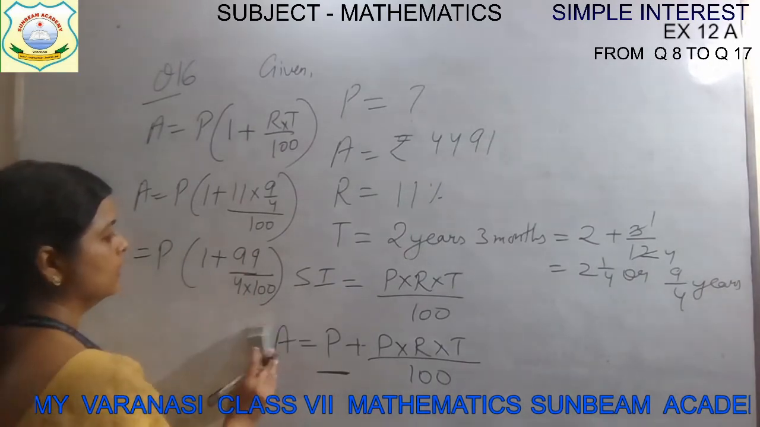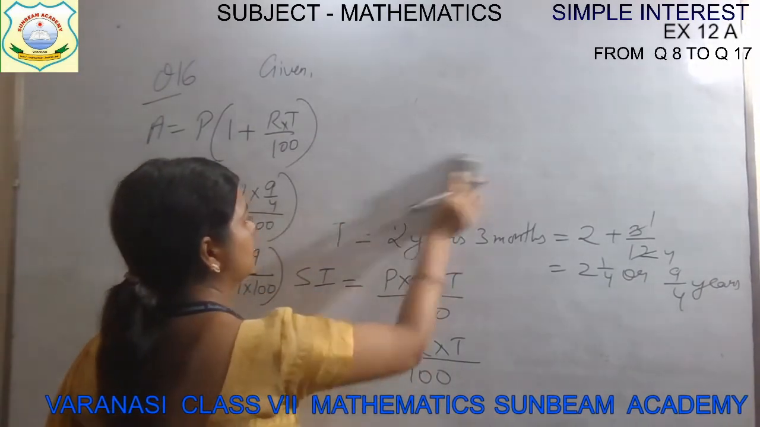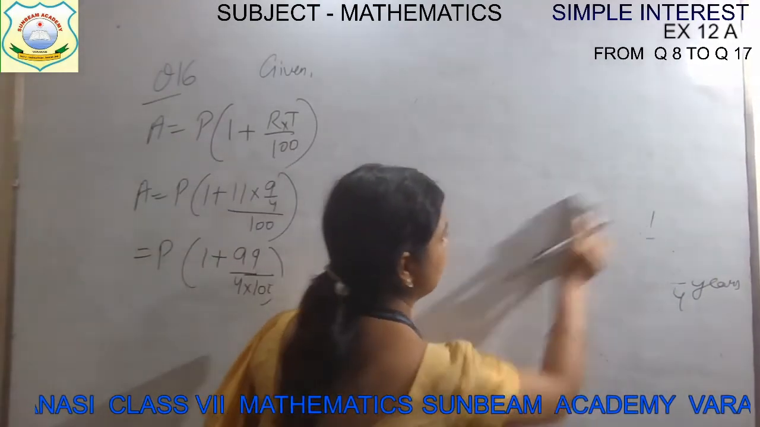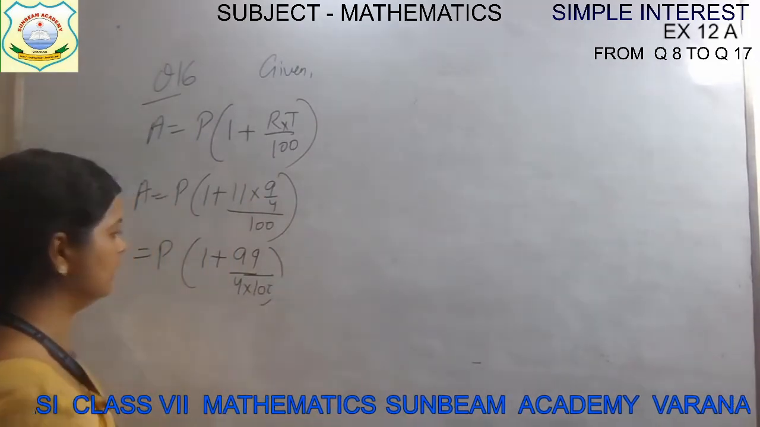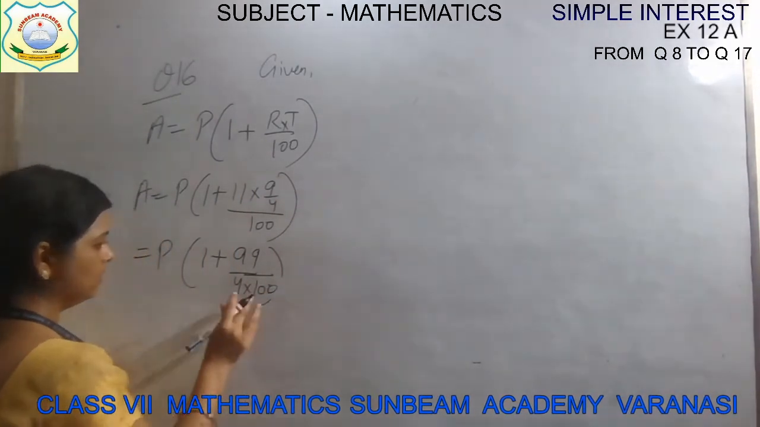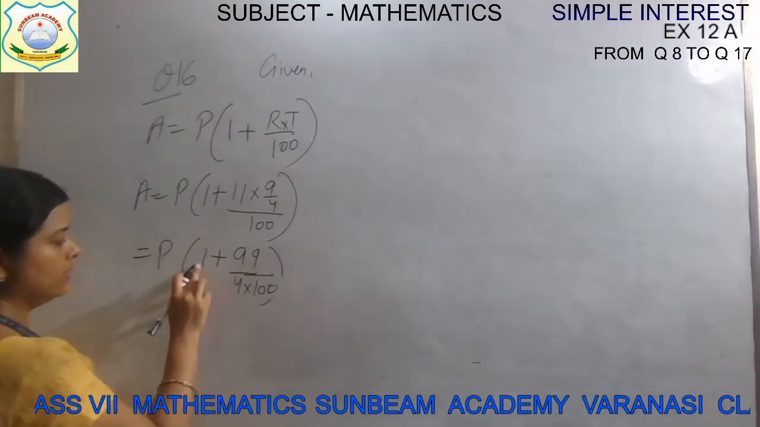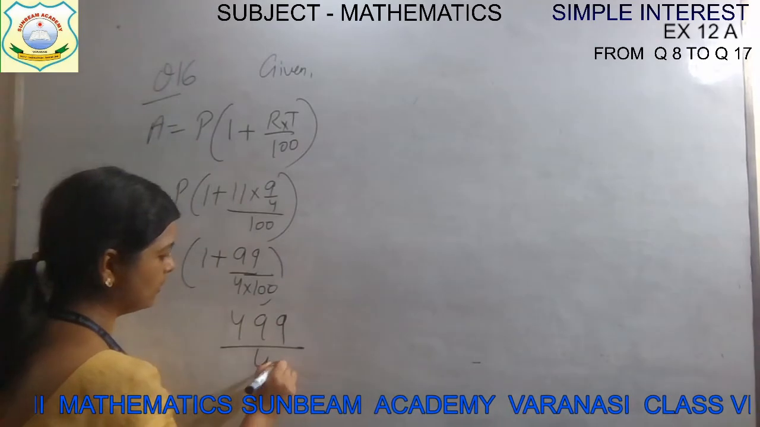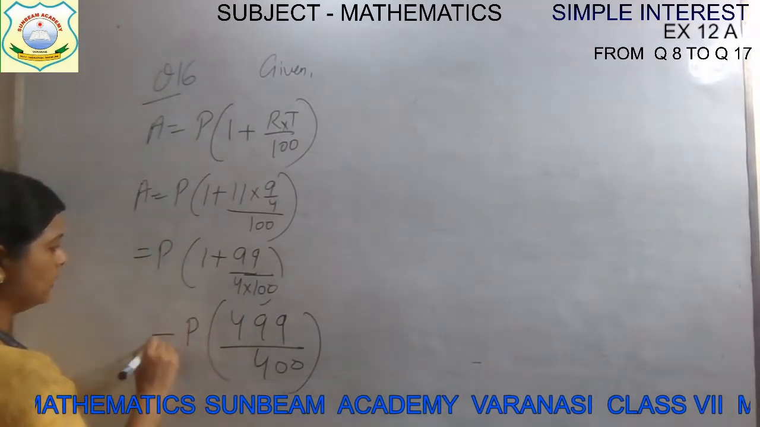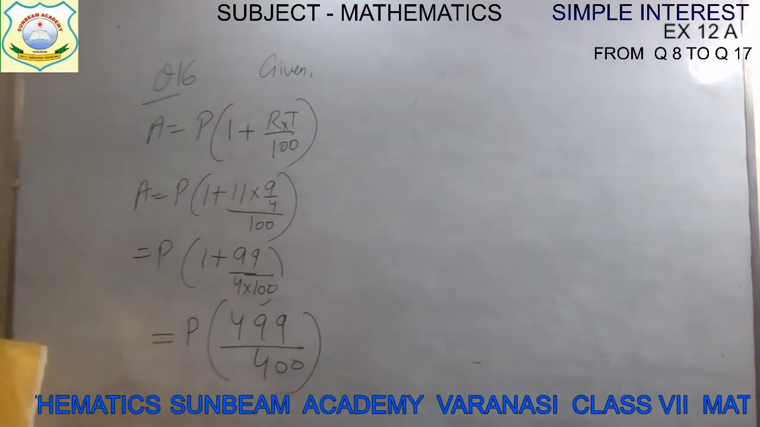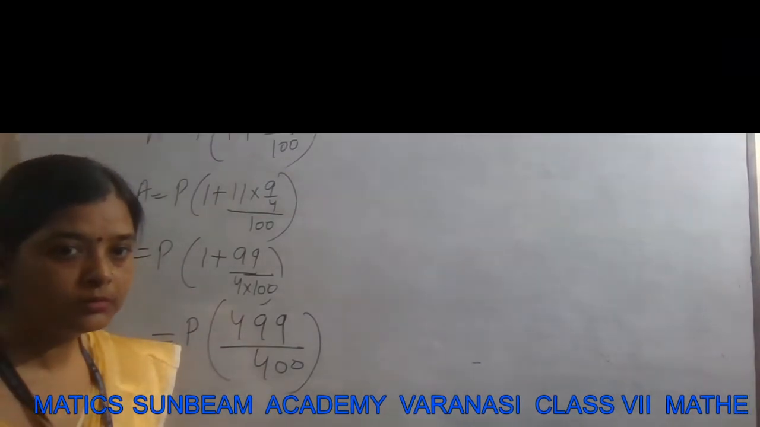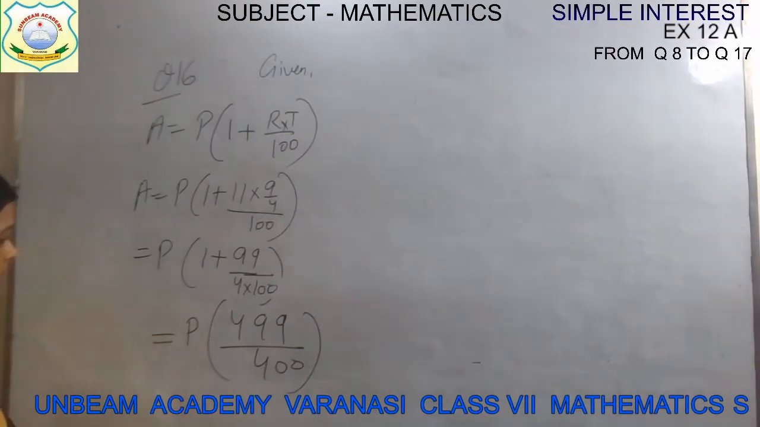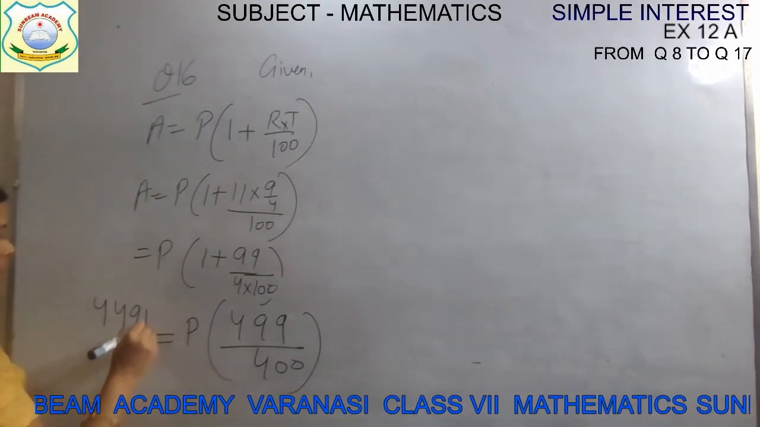Now next, I am erasing this, children, otherwise it will not be clear to you. Now the next part is 400. So 400 one times is 400 plus 99, 499 upon 400. P, and here it is amount. Amount is how much, children? Let me check the amount. Amount is 4491. 4491. This is the amount.